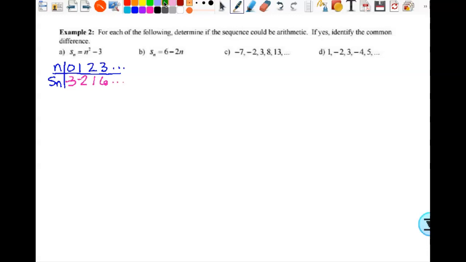And then I'm going to look at my common differences here. What is the common difference here? 1. What is the common difference here? 3. Therefore, I don't have to go any farther. I could, but I don't need to. Because if I had a common difference, those two numbers would be the same, right? And they are not. So then I can answer the question and say, this is not arithmetic.